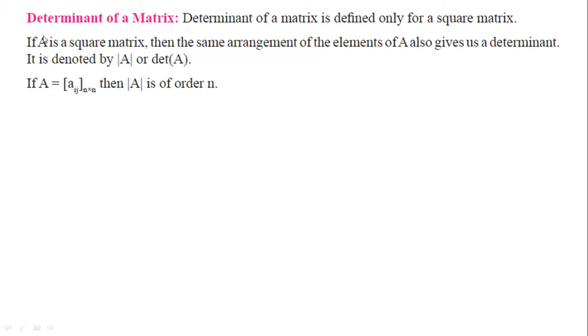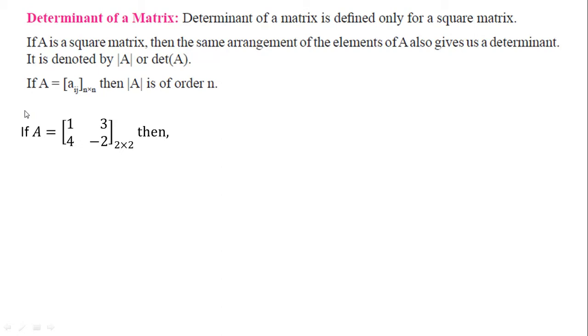square matrix. So if A is a square matrix, then the same arrangement of the elements of A also gives us a determinant. It is denoted by two vertical lines like this, or can be written as determinant of A. So if A equals [aij] is a square matrix of order n by n, then the determinant of A is of order n. So how to get the determinant of a matrix? We will see by one example.